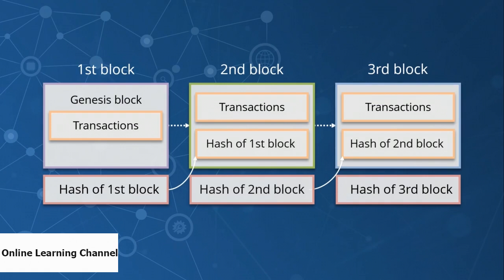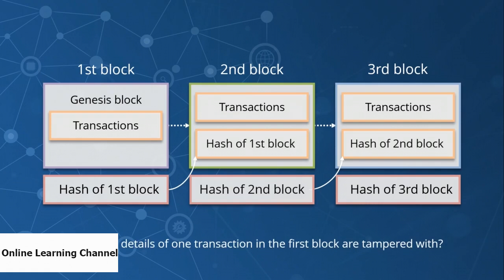To understand exactly how that works, let us consider what happens when someone tries to tamper with one of the blocks in the blockchain. In our example, we try to modify the contents of a transaction in the first block or the genesis block.